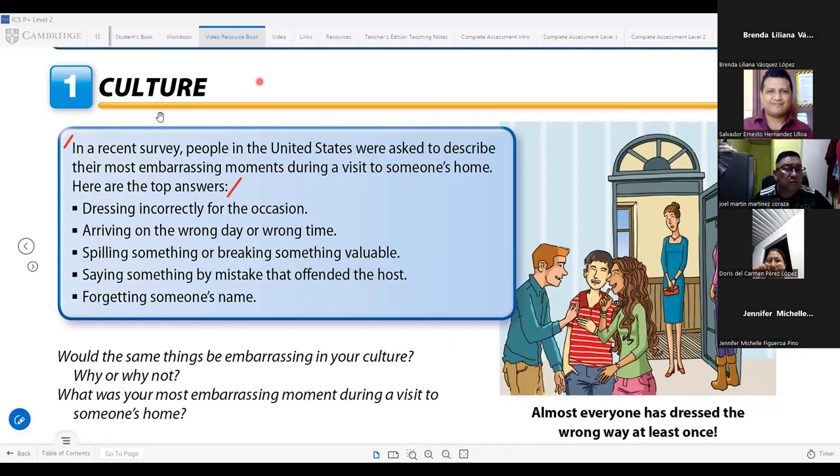The next part. Let's see, Doris. Read all of them, the 5 answers. Okay. Dressing incorrectly for the occasion. Arriving on the wrong day or wrong time. Spilling something or breaking something valuable. Saying something by mistake that offended the host. Forgetting someone's name. Very good. Thank you, Doris. Everybody repeats.